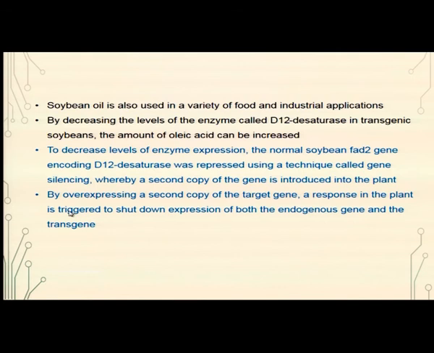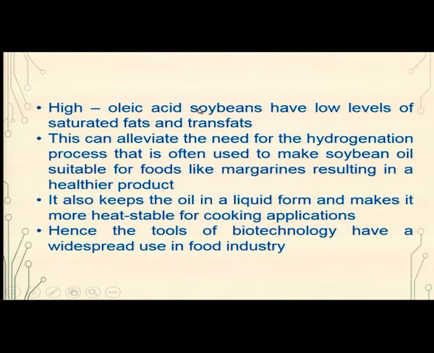High oleic acid soybeans, which are transgenic, have low levels of saturated fats and trans fats. This means that the hydrogenation process, which is used to make soybean oil suitable for foods like margarine, will no longer be needed, so you end up with a healthier product. This also keeps the oil in a liquid form and makes it more heat stable for cooking applications.